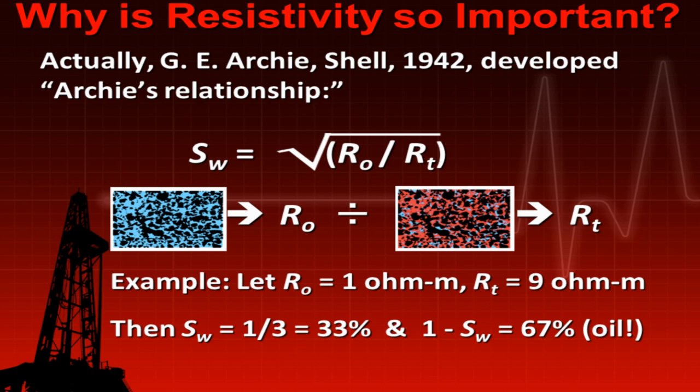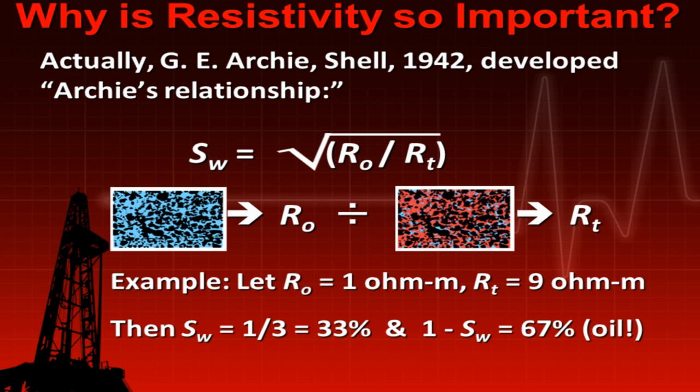So if I take the ratio of the water-filled resistivity divided by the oil-filled resistivity, and I take the square root of that, I can get a percentage of water, okay? So I put just a rudimentary example there. 1 ohm for the water. Say that water sand is 1 ohm meter, and say the oil we've added in there brings that rock resistivity up to 9 ohm meters. Then Sw is 1/3, 33%. So the oil, the red stuff, would amount to about 67% of the fluid.